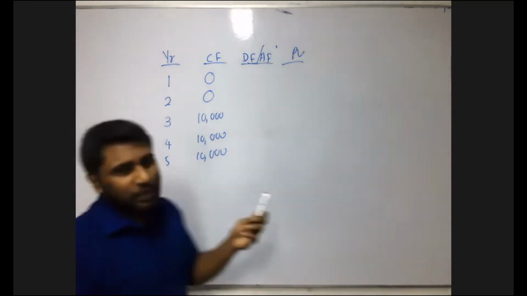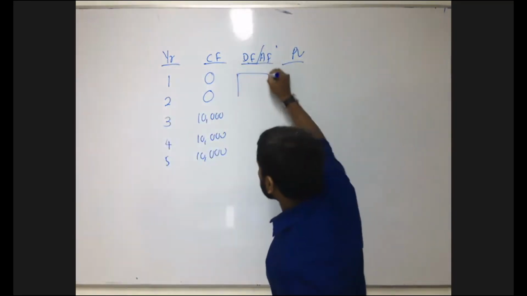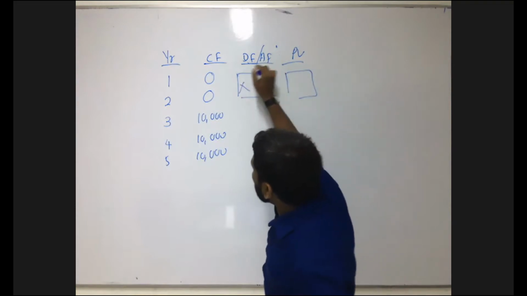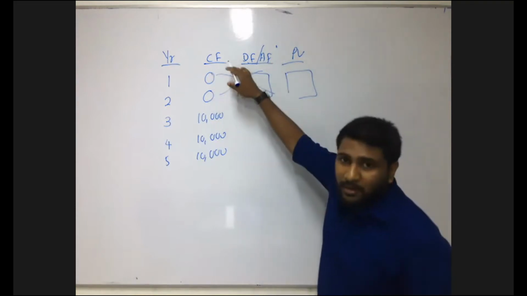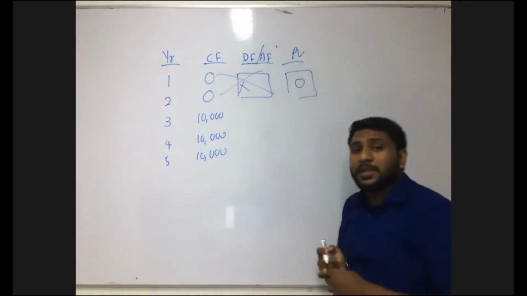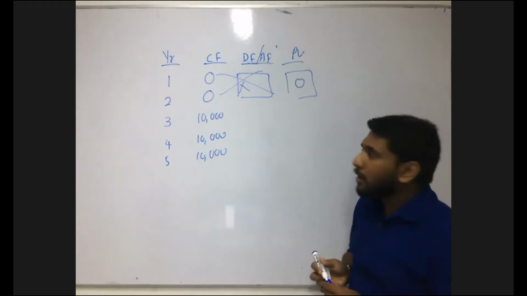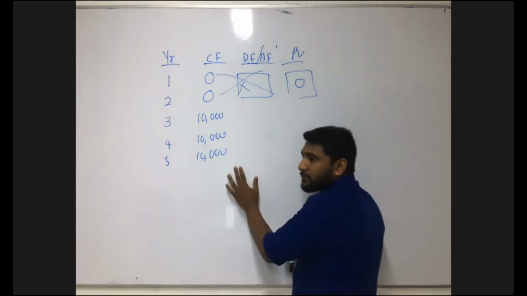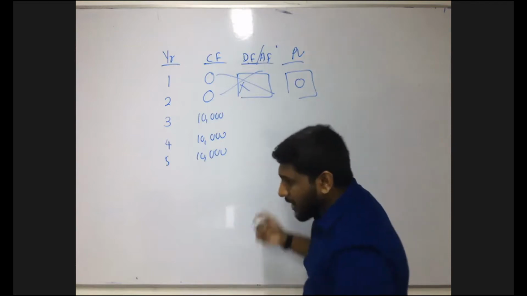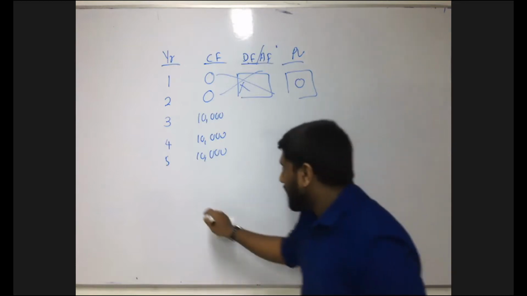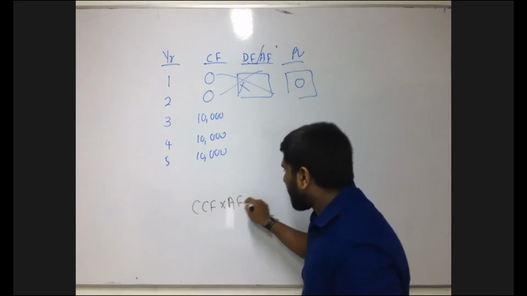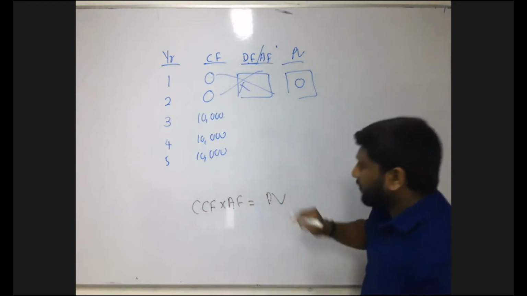Now guys, obviously you know any number multiplied by 0 is going to be 0. Therefore, you are not required to bother about the first 2 years. Somehow your present value is going to be 0. No cash. Now look at this: your cash flows are same. If your cash flows are same, to get the final answer, we learn the formula: common cash flow into annuity factor is equal to your present value.